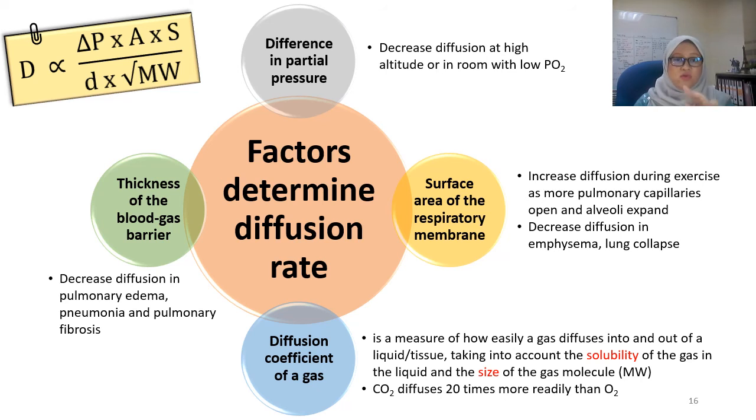So these are the four important factors that determine diffusion rate. One is difference in partial pressure, then surface area of the respiratory membrane, diffusion coefficient of a gas, and thickness of the respiratory membrane.